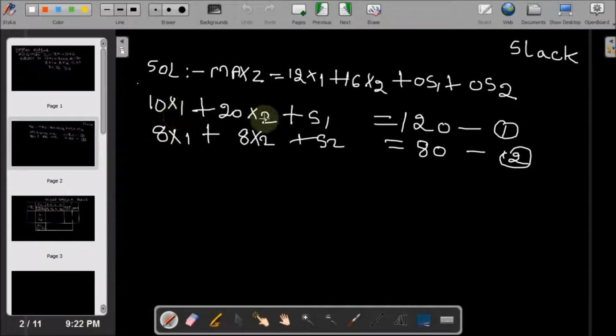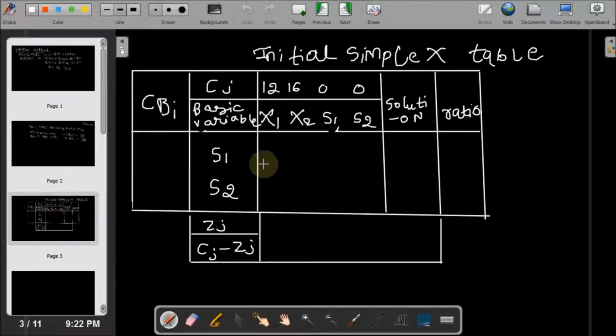So how will I find out the value? You can see here, what is the value of x1? 10. What is the value of x2? 20. What is the value of s1? 0. See, I will write this. So x1 value will be 10, and x2 value will be 20.